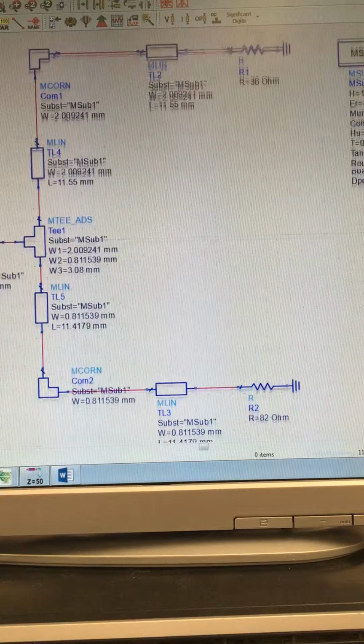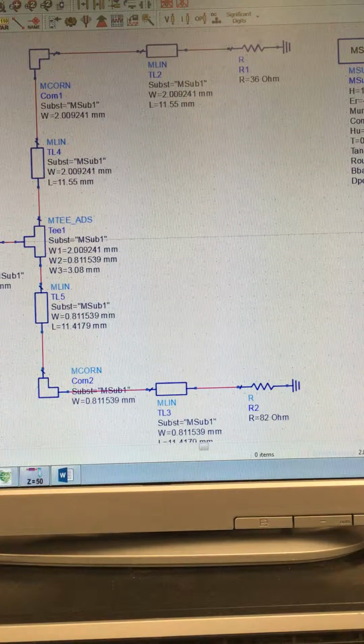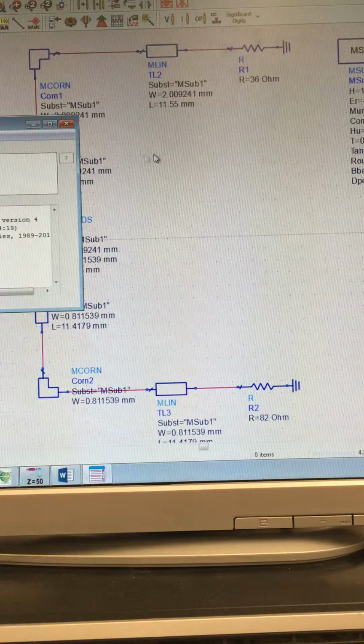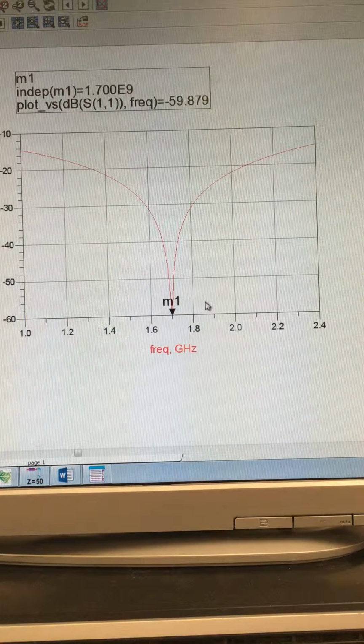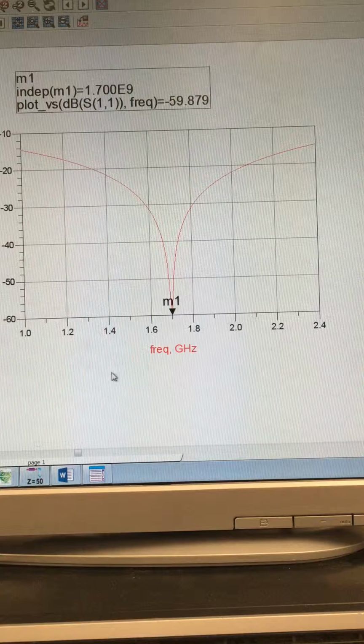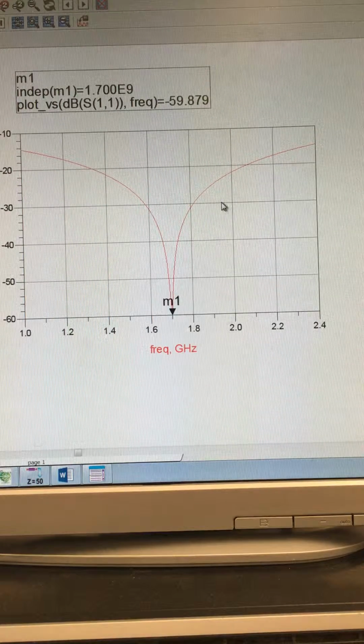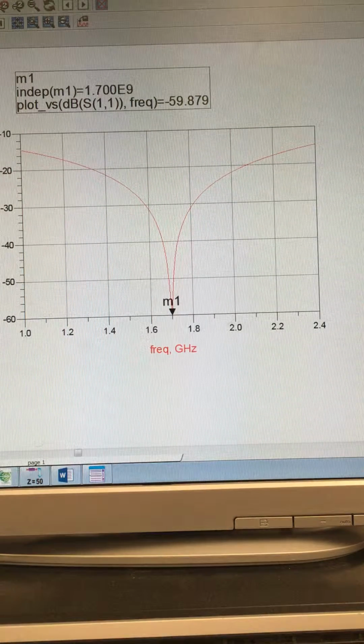So after you've done that and you've tuned it, you generate your S11, your reflection coefficient, and you should get a graph of frequency against S11 that looks like this. As you can see, it's perfectly matched at 1.7 gigahertz with a magnitude of minus 59.879. Obviously that's pretty good, but a good benchmark to aim for is generally less than minus 30.